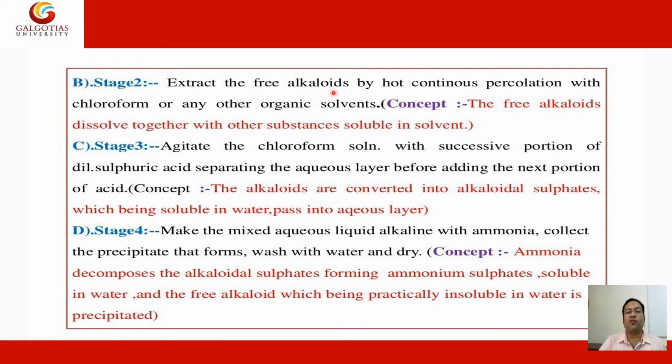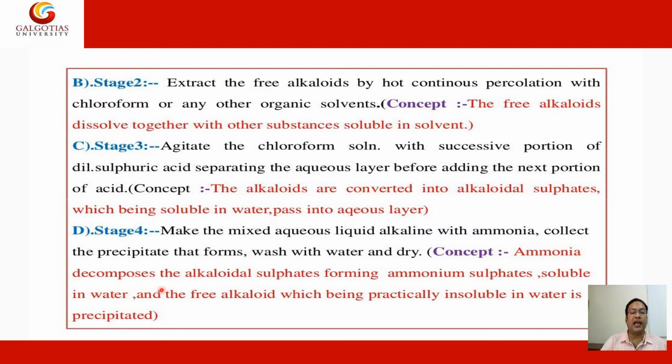Stage 2: extract the free alkaloids by hot continuous percolation with chloroform or any other organic solvent. Concept: the free alkaloids dissolve together with other substances soluble in the solvent. Stage 3: agitate the chloroform solution with successive portions of dilute sulfuric acid, separating the aqueous layer before adding the next portion of acid. Concept: the alkaloids are converted into alkaloidal sulfates, which, being soluble in water, pass into the aqueous layer.